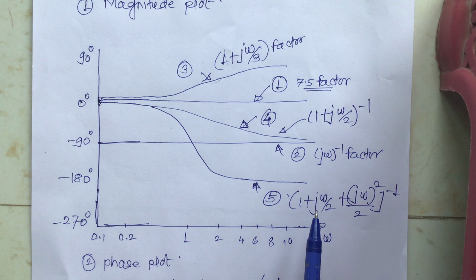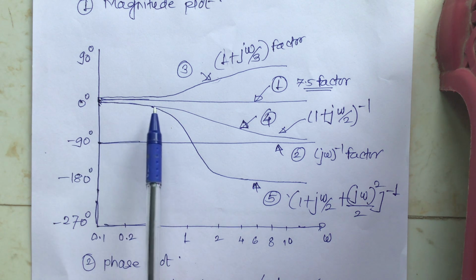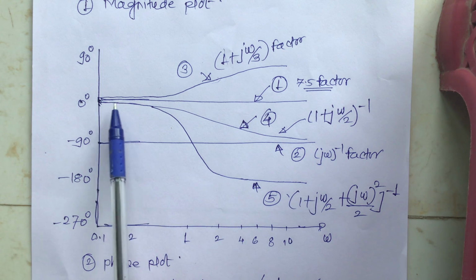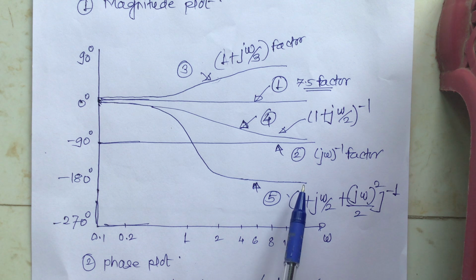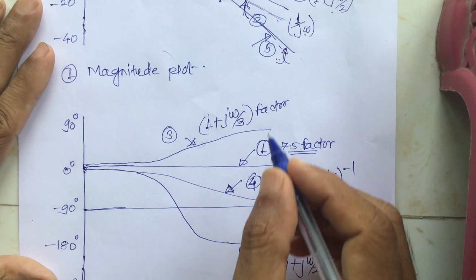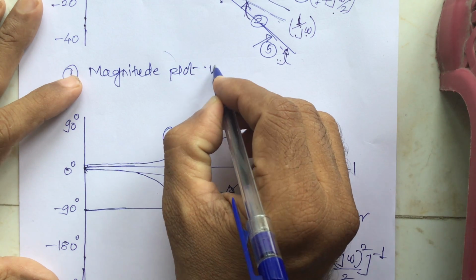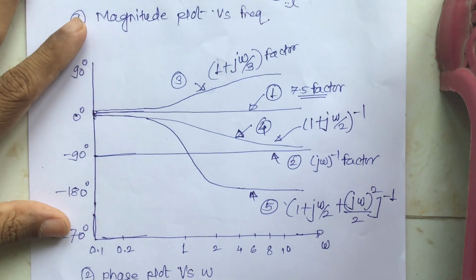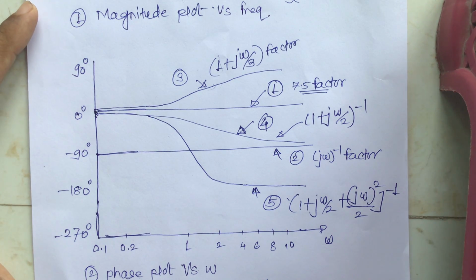And the fifth factor is this quadratic factor, and this is the phase angle for it. This will reach the minus 180 degree line at infinity. So the curve is like shown. This is the second plot, the phase plot versus frequency, and the first was the magnitude plot versus frequency. So this is the Bode plot for the individual factors.